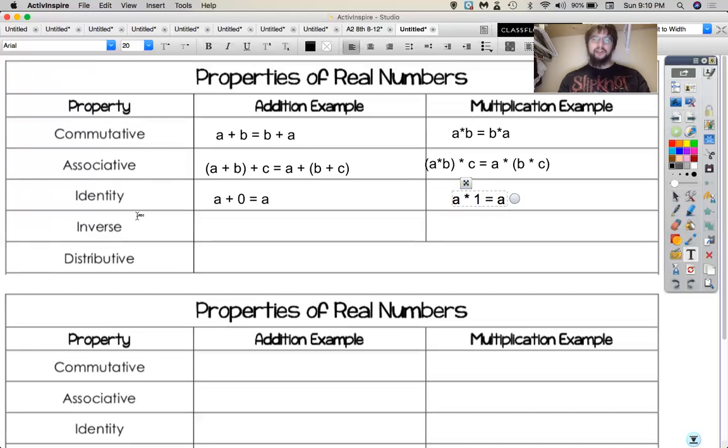And the inverse is whatever you do to get your identity out of it. So A plus negative A gives us 0. That's the inverse property. A times what gives us 1? Because look, we're multiplying, so we're trying to get 1. 1 over A is going to give us 1.